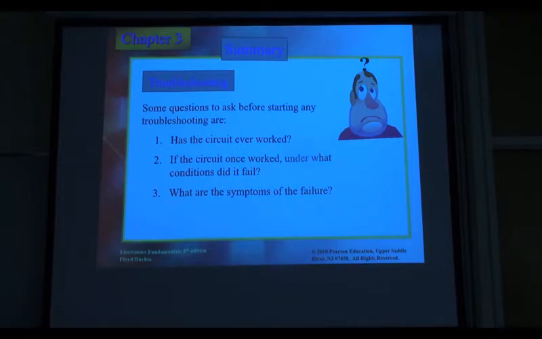Also, you need to think about what the symptoms of the failure are. Did you smell something? Oh yeah, something burned. Okay, so you know that. Or did you see a light inside your TV? That's possible. Inside, you see a light, a spark, then your TV is gone.